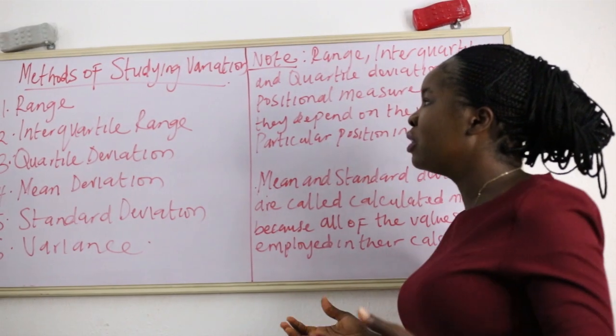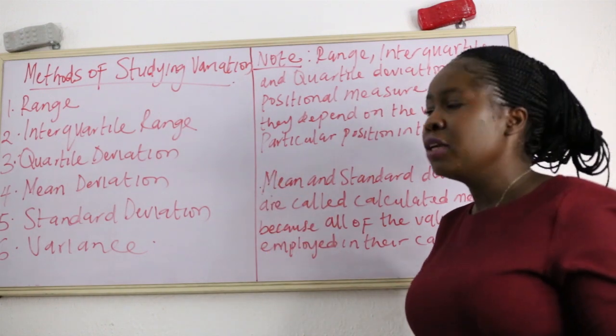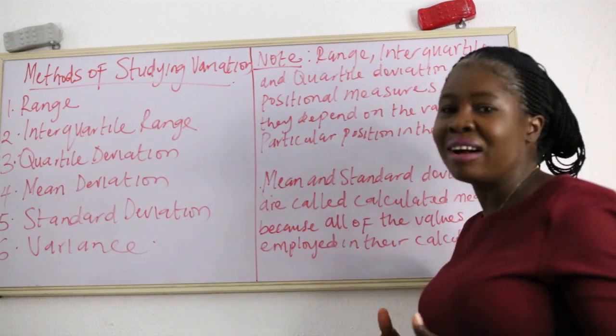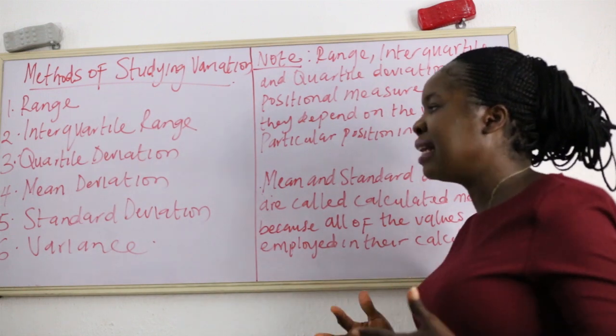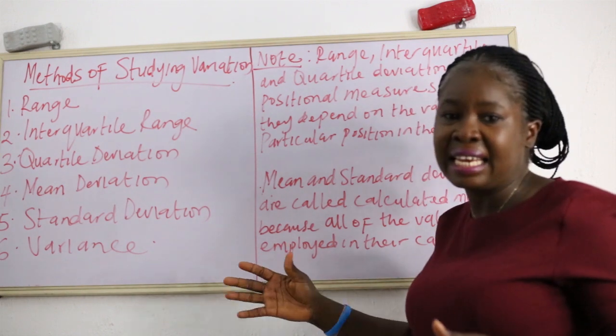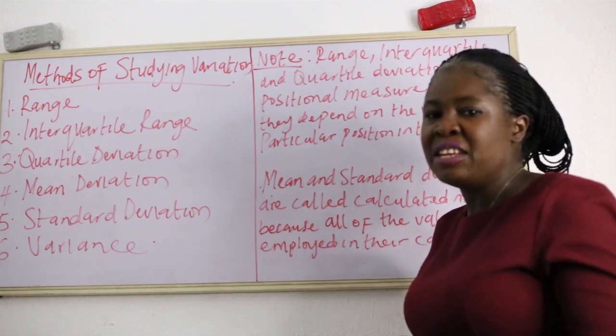We'll be looking at the methods of studying variation. There are about 6 methods. The first one is called the range, the second is the interquartile range, the third is the quartile deviation, the fourth is mean deviation, the fifth is the standard deviation, and the last one of the series that we'll be looking at is called the variance.